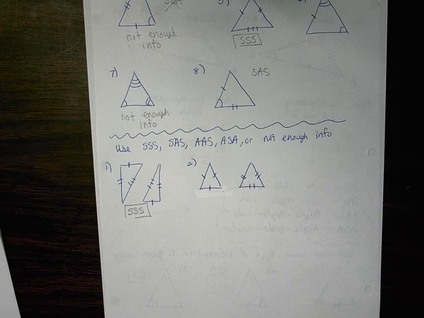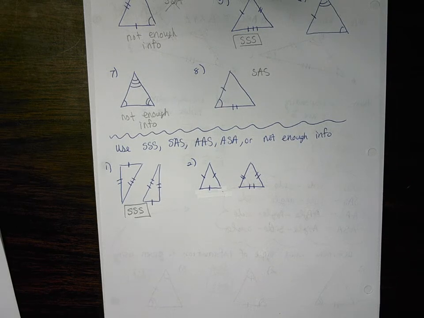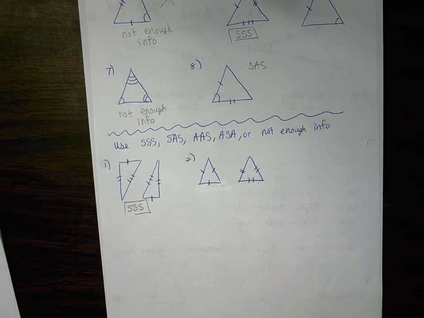So yes, there's congruent markings here, but it's to itself. Is this an equilateral triangle, the first one? All sides are equal. Is this an equilateral triangle, the second one? All sides are equal. Are they congruent to each other? No. This side could be 3, 3, 3, and this side could be 4, 4, 4. They're not congruent to each other. Okay, so we're going to write not enough info.